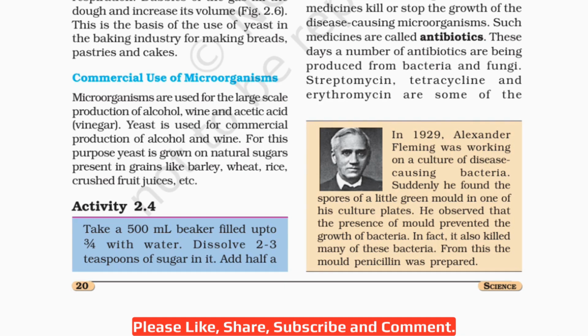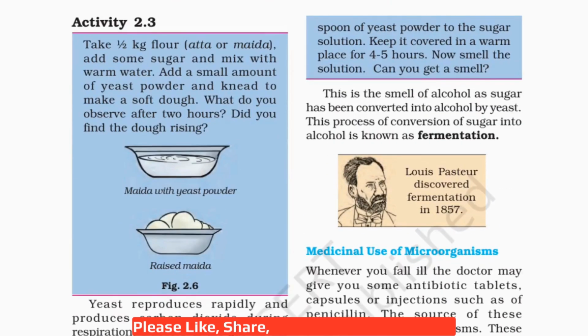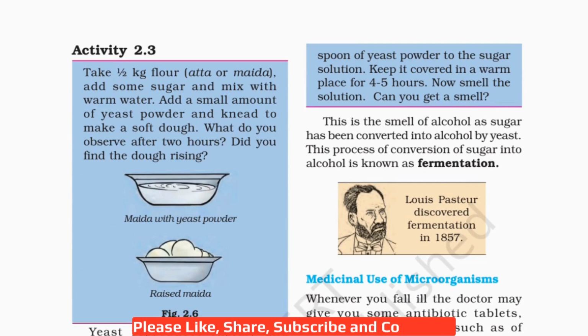Microorganisms are used for the large-scale production of alcohol, wine, and acetic acid, vinegar. Yeast is used for commercial production of alcohol and wine. For this purpose, yeast is grown on natural sugars present in grains like barley, wheat, rice, crushed fruit juices, etc. Activity 2.4. They are telling you how you can make alcohol at home. If you want, you can try this small experiment. Take a 500 ml beaker filled up to 3/4 with water. Dissolve 2 to 3 teaspoons of sugar in it. Add half a spoon of yeast powder to the sugar solution. Keep it covered in a warm place for 4 to 5 hours.